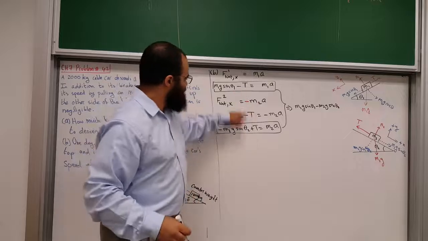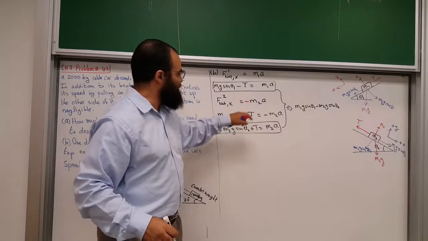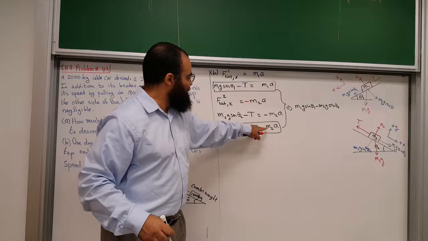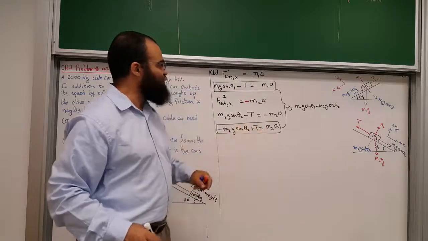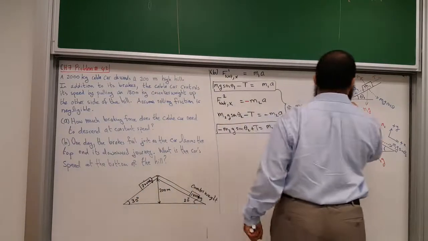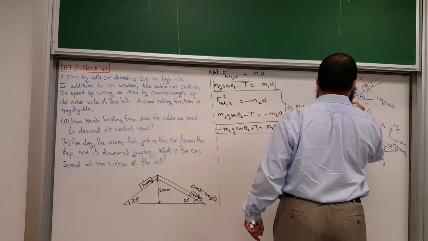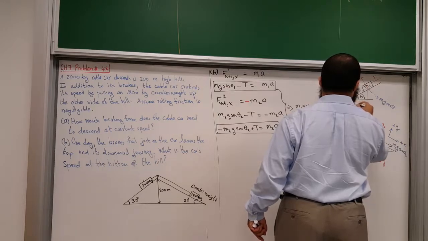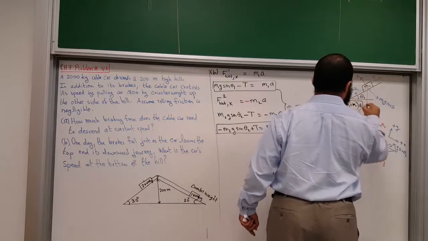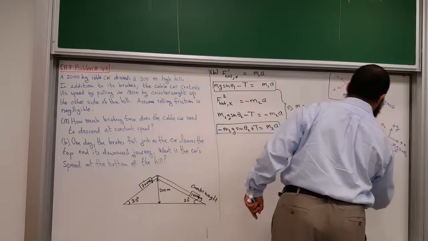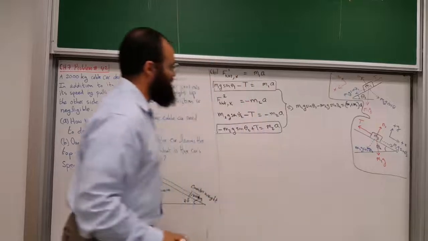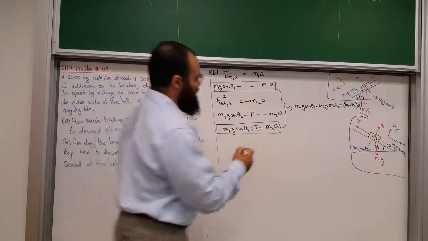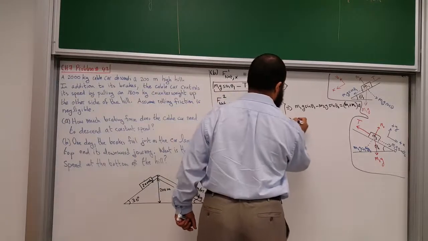And then the tension, negative T plus T, that's 0. And then m1 a plus m2 a, that's m1 plus m2 times a. So that's m1 plus m2 times a. And let's draw a little barrier here. Okay, that goes away. And so we get the acceleration, therefore.